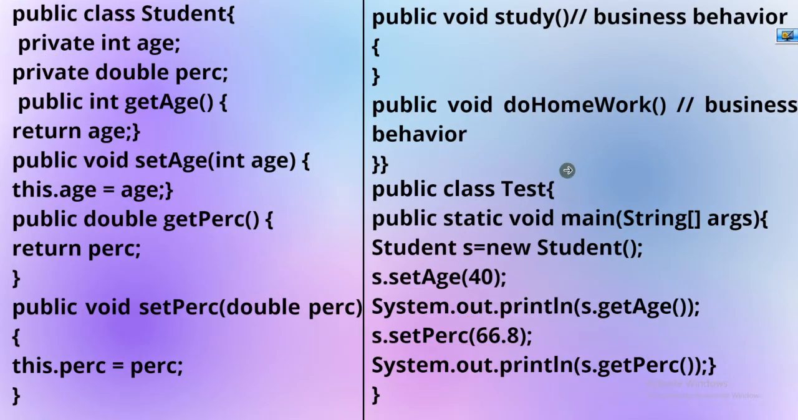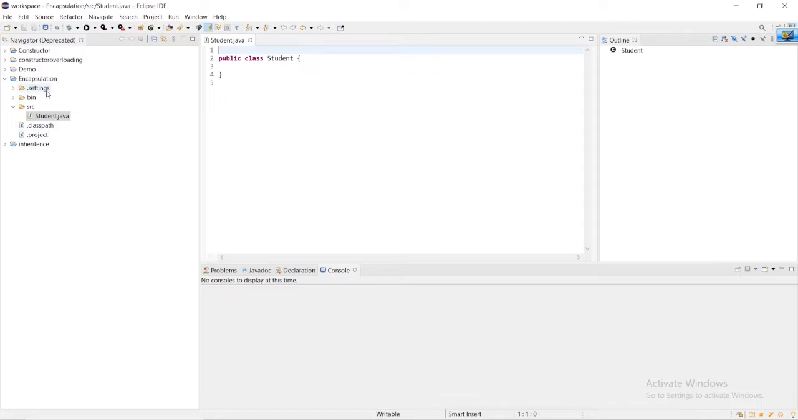Let us see this example in Eclipse. So here we have the encapsulation program. We are going to write it over here, and I have one class that is the student class. Inside the student class, the first rule is being passed here, that is it should be a public class and non-abstract. Both are done.